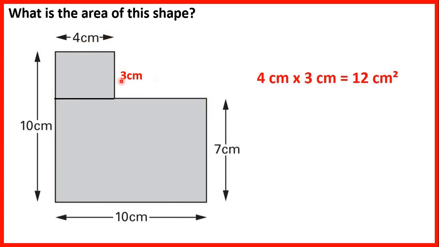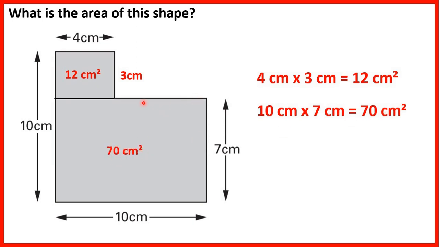Now 4 times 3 is 12, so the area of this little rectangle is 12 centimetres squared. And to work out the area of the larger rectangle, we can see that the length is 10 and the width is 7, and 10 times 7 is 70. So the area of this larger rectangle is 70. But we want the area of the whole shape. So we can add the area of the larger rectangle and the area of the smaller rectangle, and 70 plus 12 is 82. So our area is 82 centimetres squared.